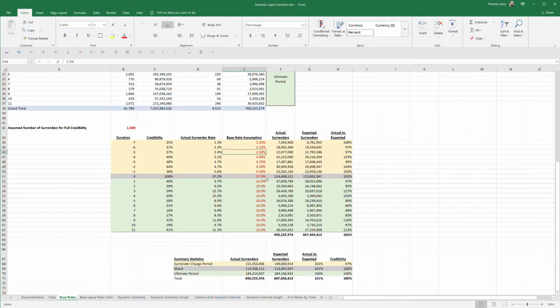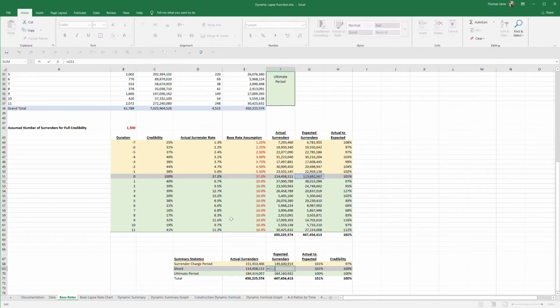And when I do this, I'll go back and see how I match it up in total for the surrender charge period. So I have some summary statistics down here, and when I put in this particular set of rates, it does match up fairly nicely. Now, when I get to the shock lapse period, that's pretty credible. You've got a lot of people surrendering there. It's 37.2%. So when I choose a base rate assumption for that duration, it's going to be very, very close to that 37.2.